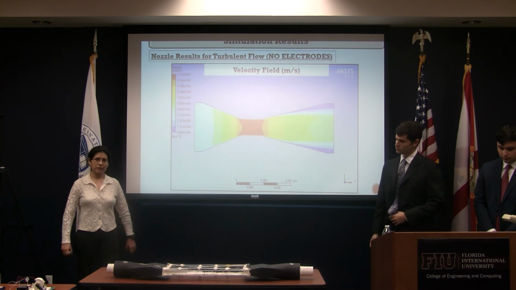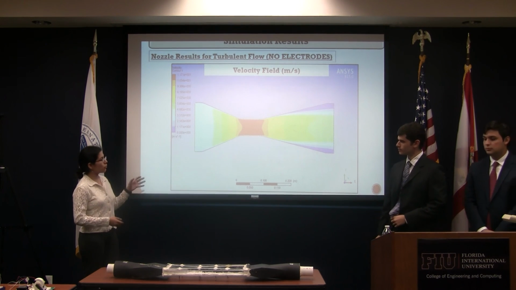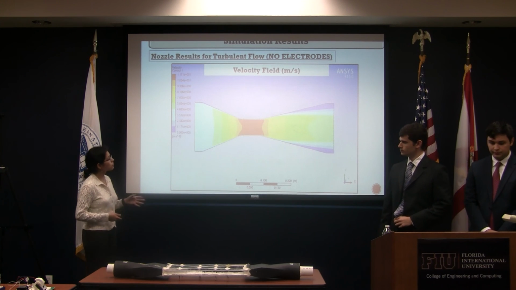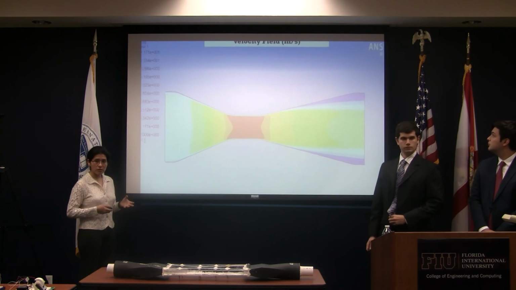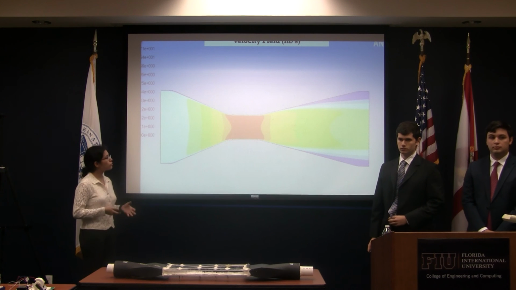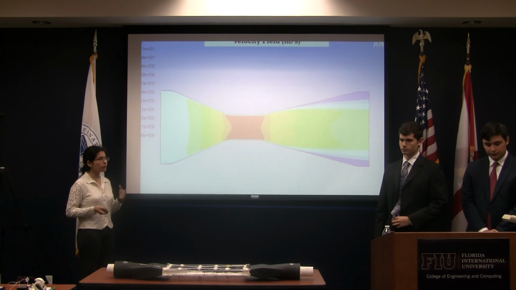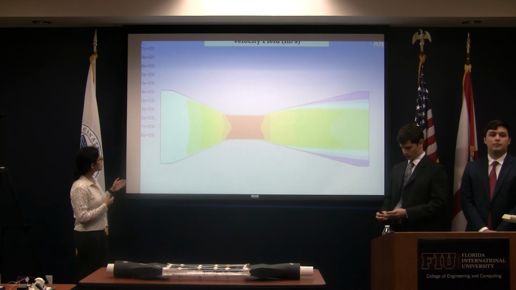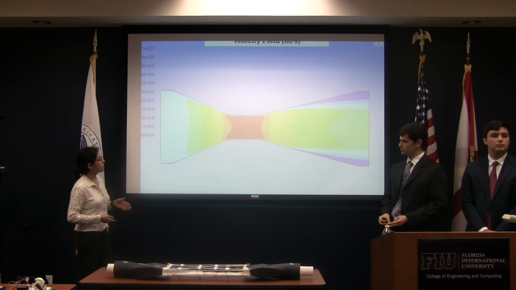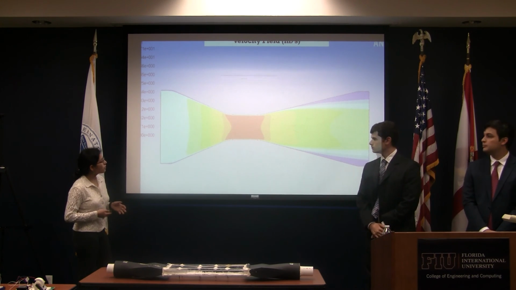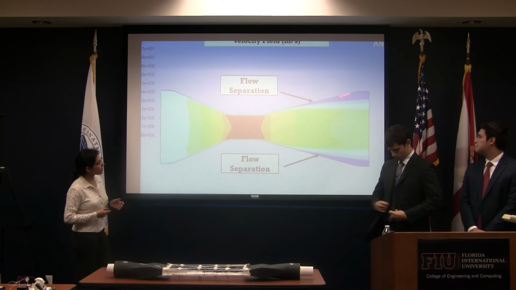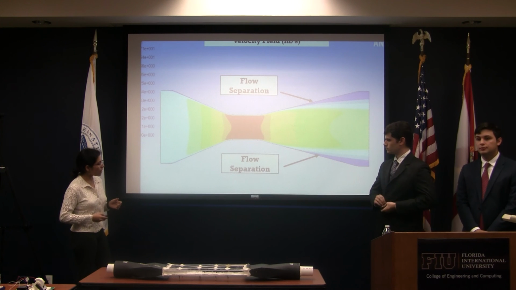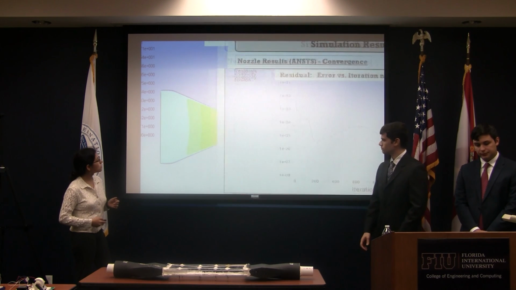So in order to find the dimensions so we could see flow separation inside the nozzle, we use ANSYS, we use the turbulent model, and we use the simulation results obtained from the piping system simulations that require us to have an inlet velocity of 3.7 meters per second. So now here, you're able to see the flow separation from the upper wall of the divergent section of the nozzle and from the lower wall.